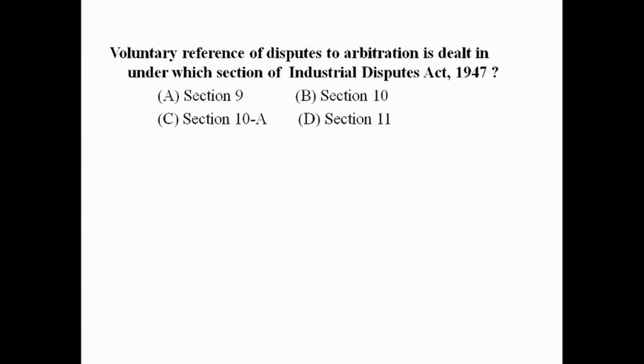Next question. Voluntary reference of disputes to arbitration is dealt under which section of the Industrial Disputes Act 1947? The options: option A section 9, option B section 10, option C section 10A and option D section 11. So, the voluntary reference of dispute to arbitration is dealt under section 10A of the Industrial Disputes Act 1947. So, the answer is option C, section 10A.